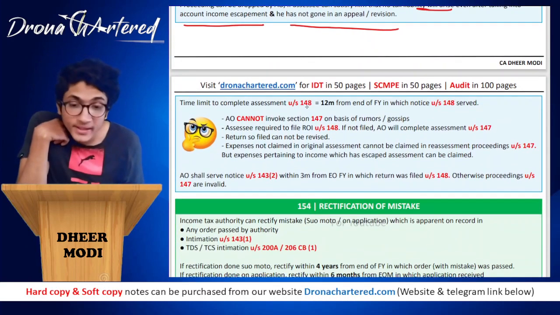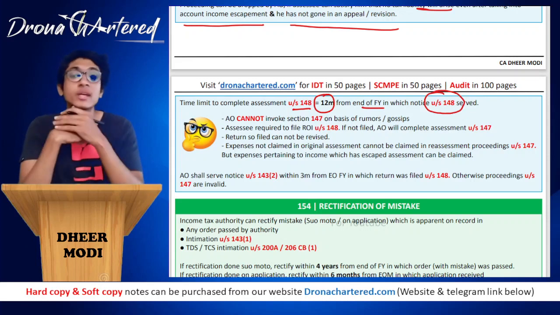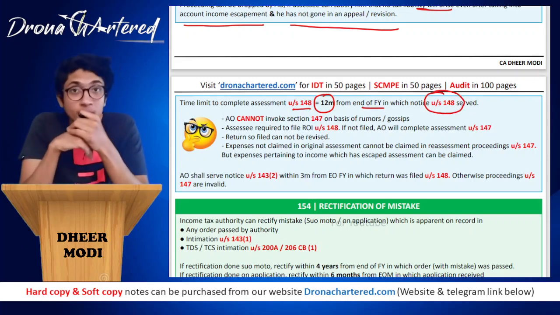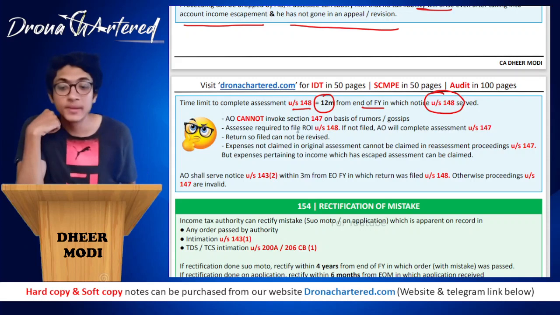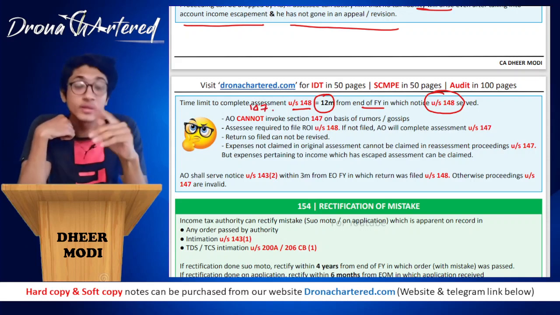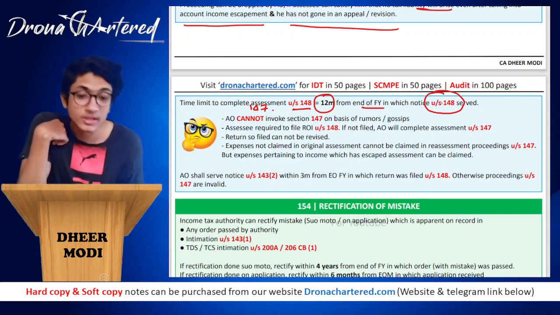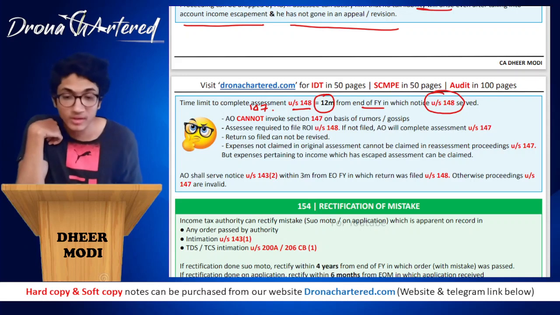Time limit to complete assessment under section 148 is 12 months from the end of the financial year in which notice under section 148 has been served. This is your time limit to complete assessment, that is to complete 147, because the notice is issued under 148 but the assessment is 147. So 12 months from the end of the financial year in which the notice has been served.